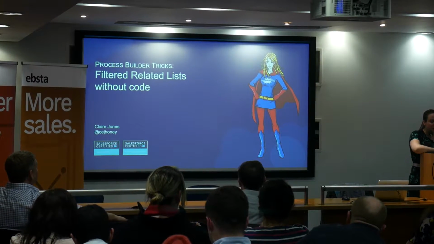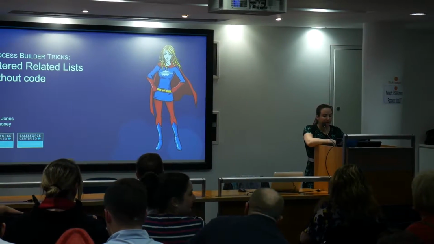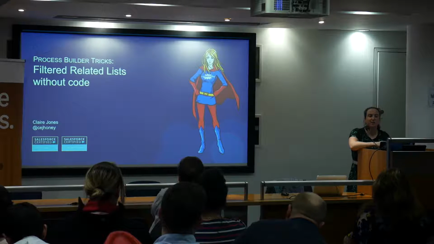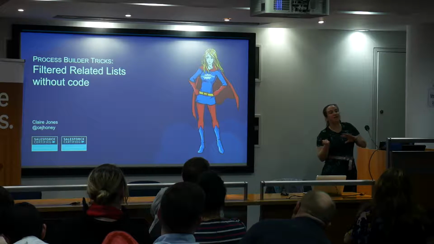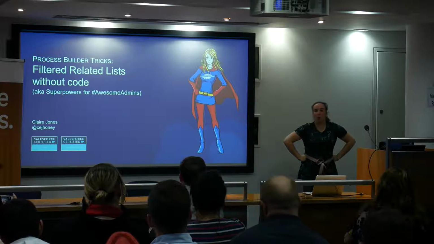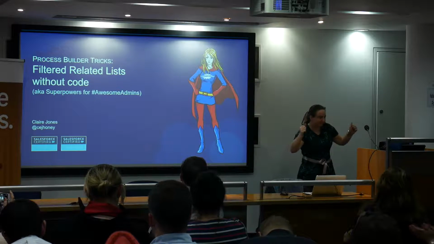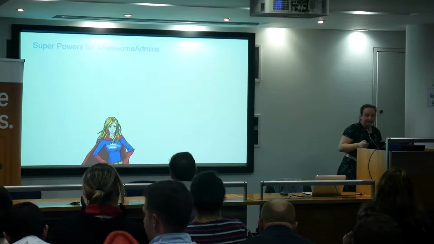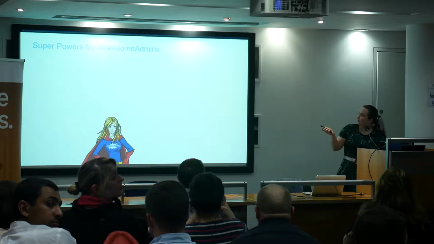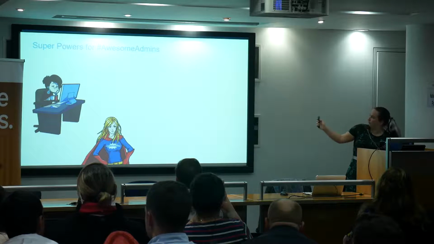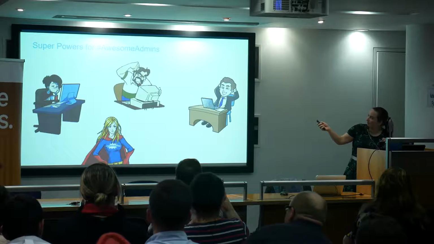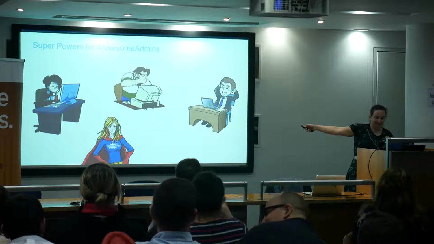Thank you everyone. So my presentation tonight is going to be about Process Builder tricks. This is filtered related lists without code. Or my alternative title for this talk is Superpowers for Awesome Admins. Yay! So my aim tonight is to show you how you can take your users from this sort of posture to this sort of posture, and hopefully avoid taking them via this one.